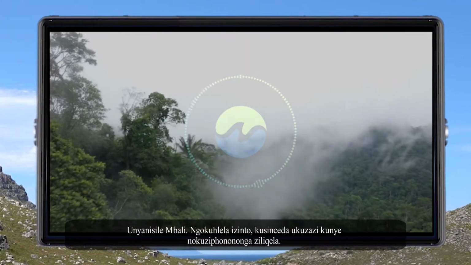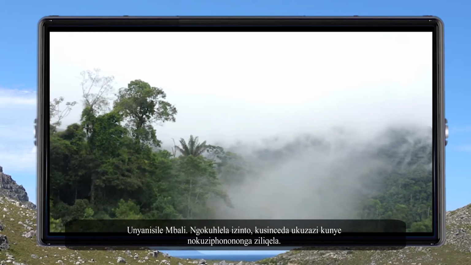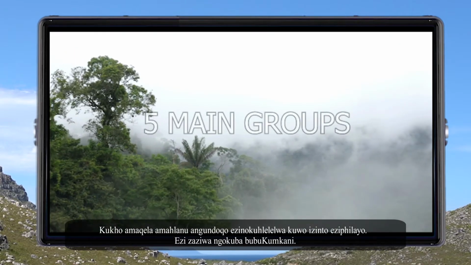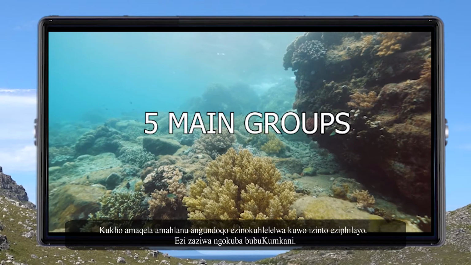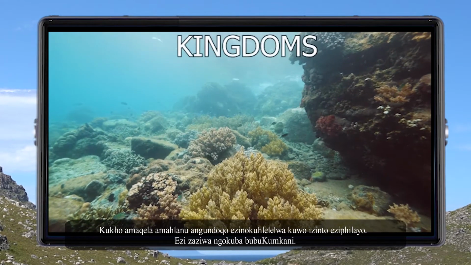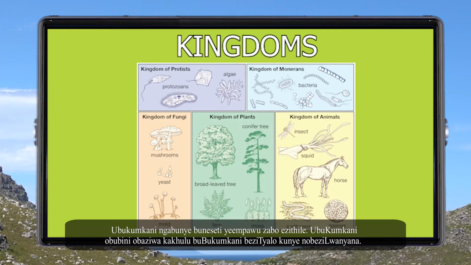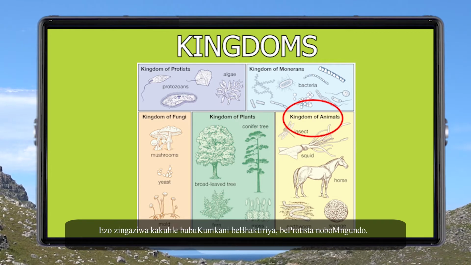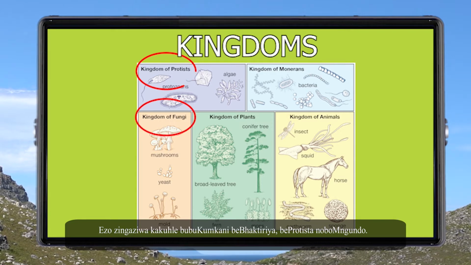By classifying things, it helps us identify and study them as a group. There are 5 main groups that living things can be classified into. These are known as kingdoms. Each kingdom has its own specific set of characteristics. 2 of the kingdoms that are best known are the plant and animal kingdoms. The ones that are not that well known are the bacteria, protista, and fungi kingdoms.